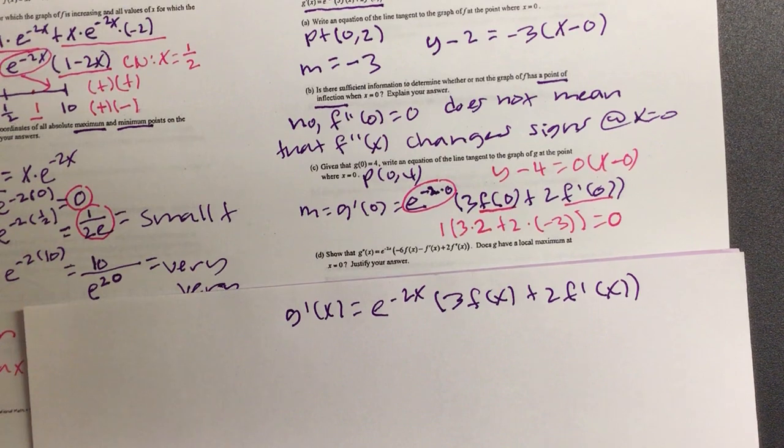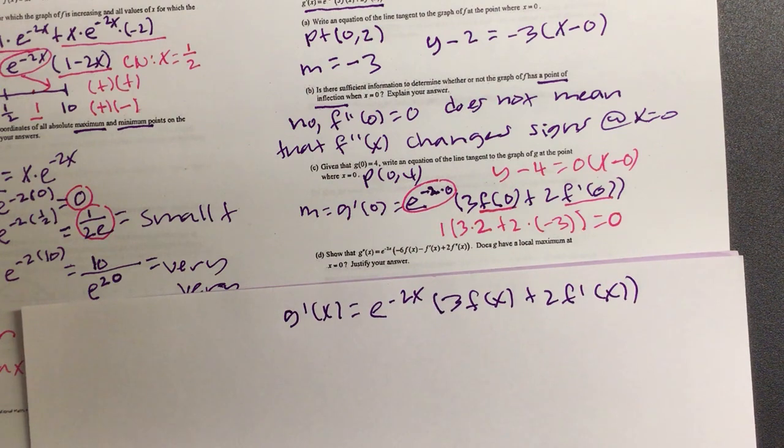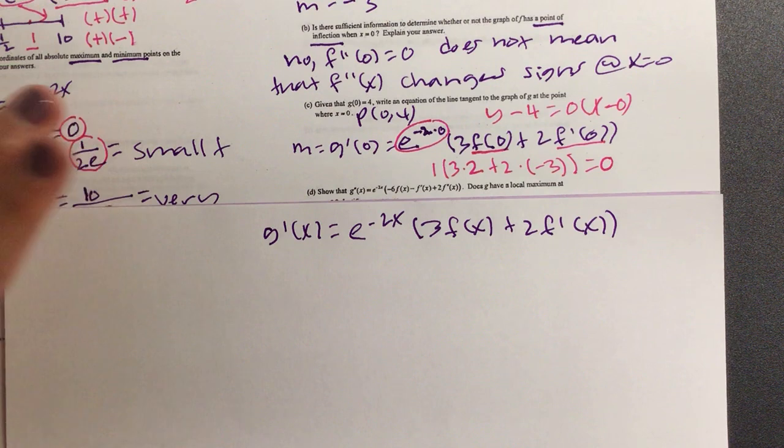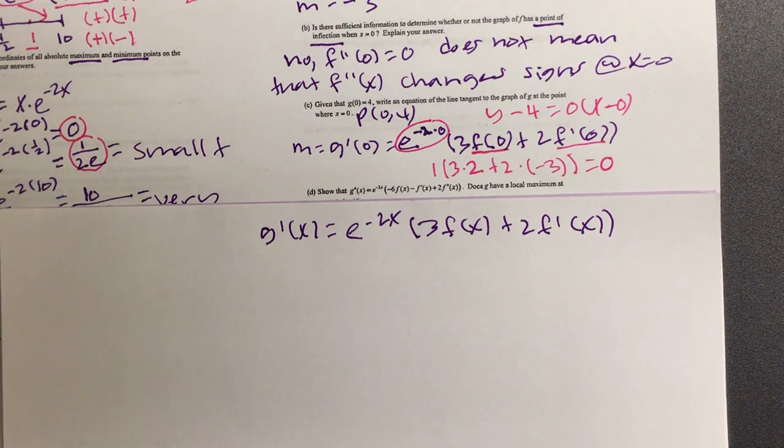Well, that's different. All right, Luca, let's read part D. Show that g double prime of x equals e to the power of negative 2x times negative 6 f of x minus f prime of x plus 2 f double prime of x. Does g have a local maximum at x equals 0? They're giving us the answer, so from the original g prime, can you derive it to get to this equation? So they're really grading in between. Does that make sense? Okay, let's work on this one.